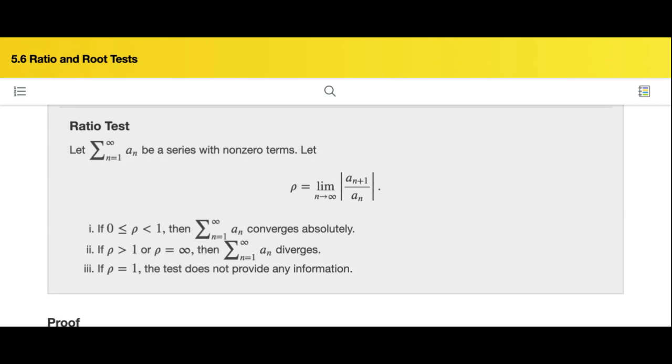Okay, now let's see an example. Are we ready for an example? Okay. All right, so let's go for an example.